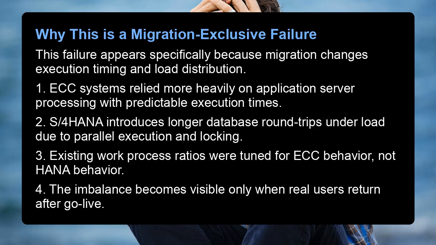Why this is a migration-exclusive failure. This failure appears specifically because migration changes execution timing and load distribution. 1. ECC systems relied more heavily on application server processing with predictable execution times. 2. S/4HANA introduces longer database round trips under load due to parallel execution and locking. 3. Existing work process ratios were tuned for ECC behavior, not HANA behavior. 4. The imbalance becomes visible only when real users return after go-live.